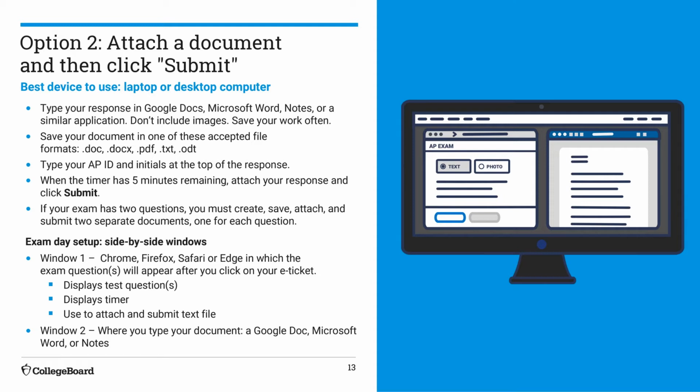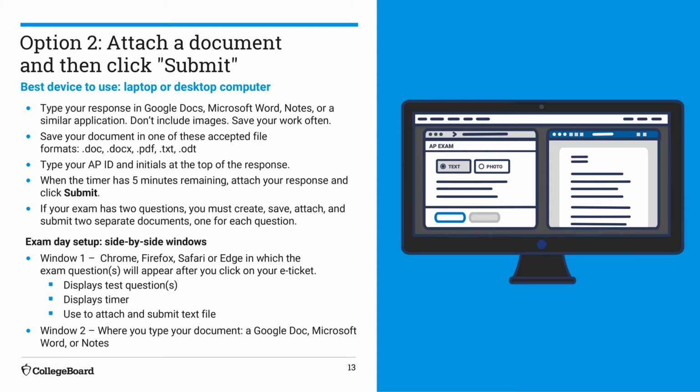What you're going to have to do then is save the document as a DOC file, DOCX, PDF, TXT, or ODT file, and then you're going to have to attach it when you submit your answer. So it'll say attach and submit. So make sure you save it in one of those formats. Do not share a Google Doc format. Save it as a Word document file, DOC or DOCX, or text file, okay?